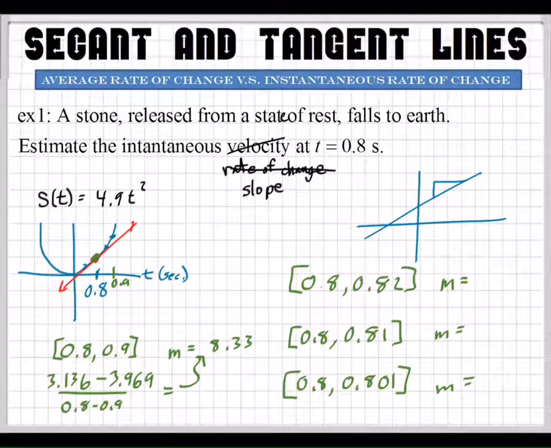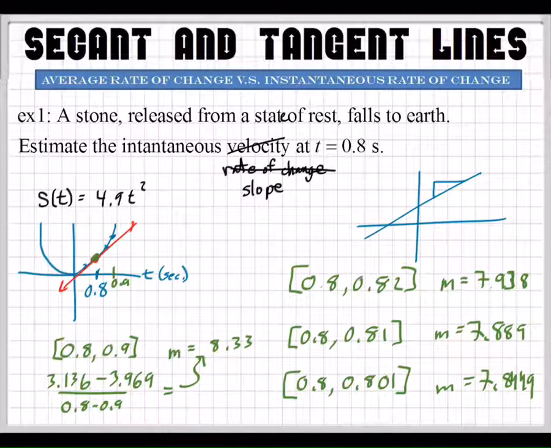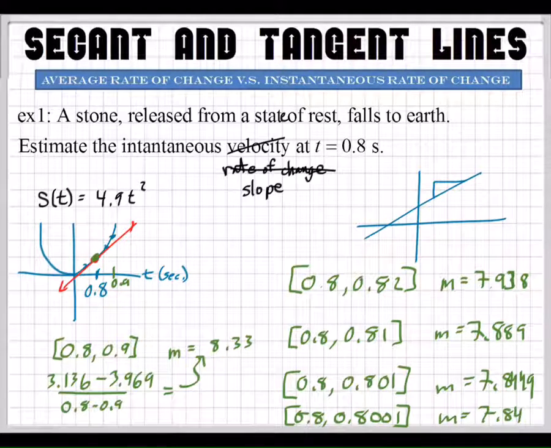The slope when you find the first one that I have listed here is 7.938, and the next one would be 7.889 and 7.8449, and I went ahead and I did one more, so I did 0.8 and 0.8001, and that slope is 7.8405.